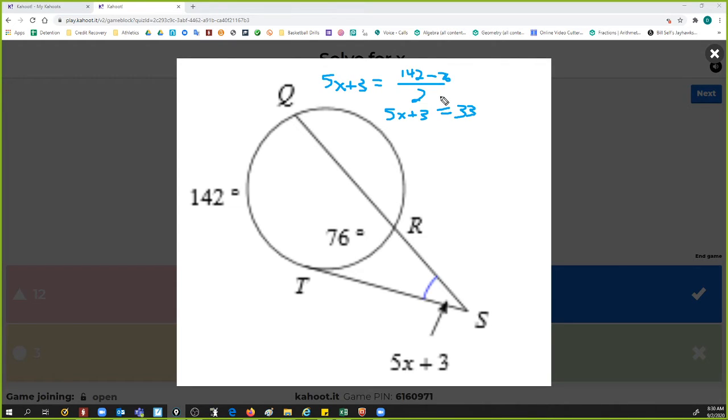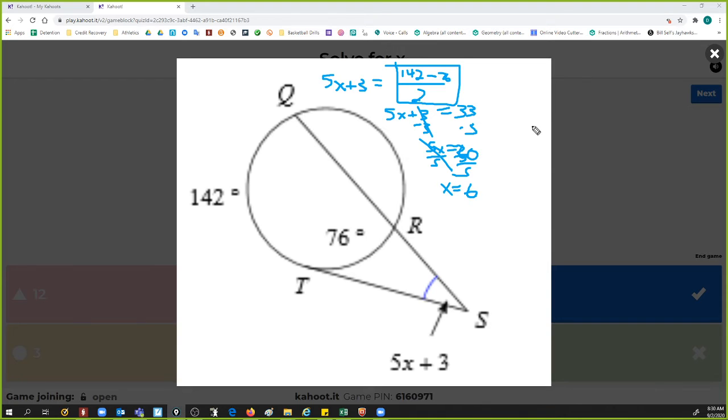You have to multiply by 2 first. Why multiply by 2? So you can get rid of the division. There's more than one way. Yes, you could multiply both sides by 2 and distribute, but I'm trying to avoid that. 142 minus 76, I'm doing it in my head, is 66, divided by 2 is 33. So then I go minus 3 minus 3. Sorry, I got too fast. 5x is equal to 30, and then once you divide by 5, you get 6.